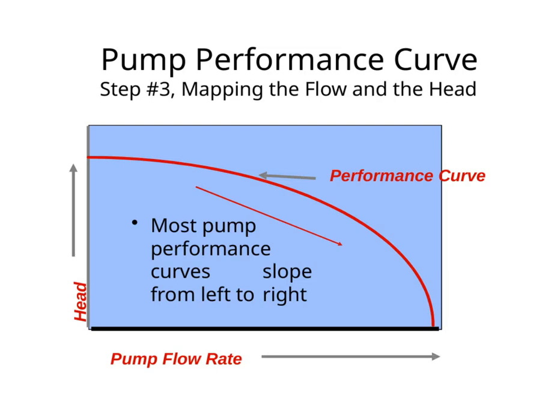Let's talk about pump performance curves. Most of these curves slope gently from left to right, showing how the pump's head changes as flow rate increases. The head represents the pressure the pump can generate, while the flow rate is how much fluid moves through it. Step 3 in our process is all about mapping these two key factors, flow and head, so we understand exactly how the pump will perform under different conditions. This curve is the foundation for making smart decisions about pump operation.